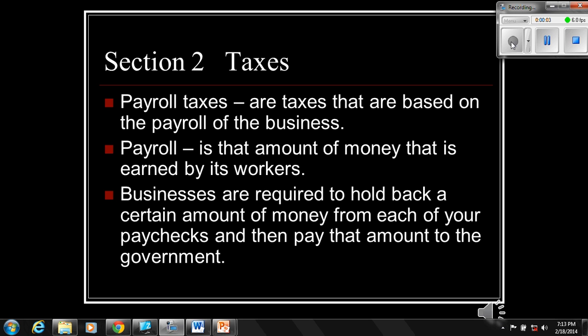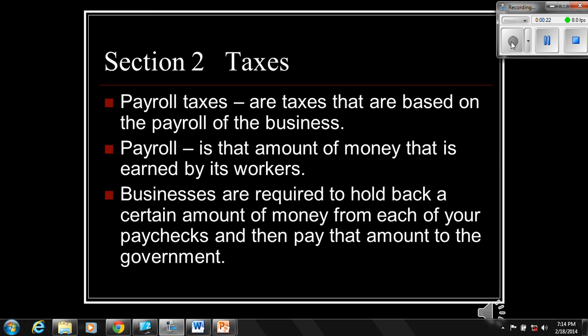Okay, now that we have an idea about the payroll time card, let's talk more specifically about the taxes that are withheld from our employees' paychecks. Remember, we showed you the picture in the first section of the paycheck, and we wondered why certain taxes and certain amounts were taken out for certain taxes. And that's what we're going to dive into in this section.